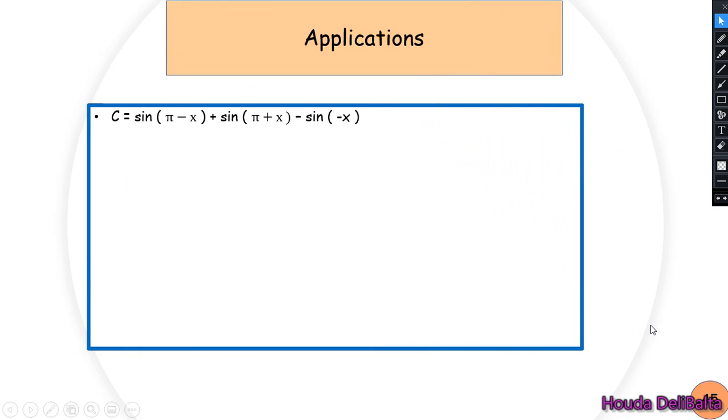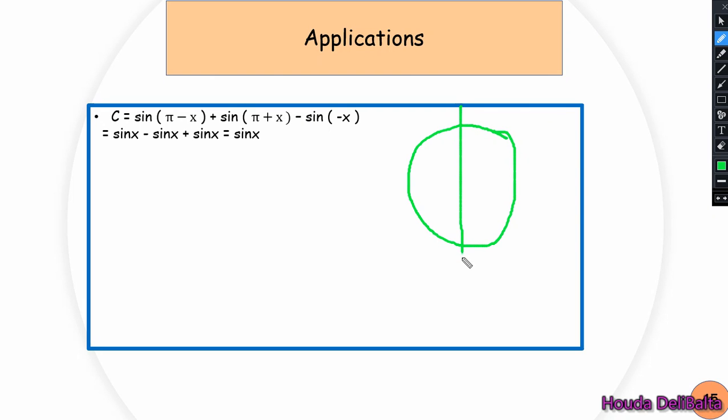And here is C. C is equal to sine(pi minus x) plus sine(pi plus x) minus sine(minus x). Now the question again is to simplify C to get rid of pi and to get the answer in terms of trigonometric functions of x only, without having pi with it. So it is sine x plus, minus sine x, plus sine x. How did that happen? Let's use the help of the circle to know how things are happening.